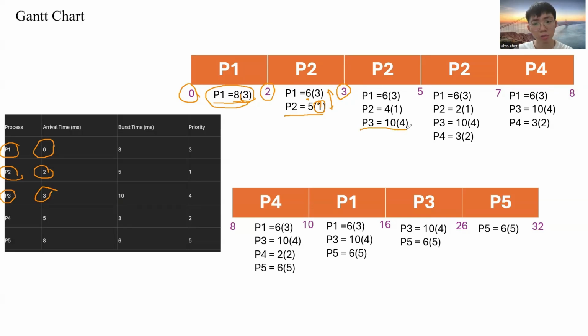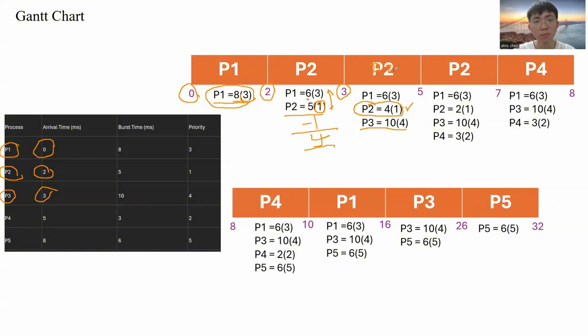And we write down process 3: the burst time is 10, and the priority is 4. And we compare which one has the priority, the smallest one. The P2, right? So we use this, and the P2 will minus 1, because from 2 to 3 is minus 1. So it becomes 4. So the P2 is 4, the burst time is 4 and the priority is 1. So we write down the P2.